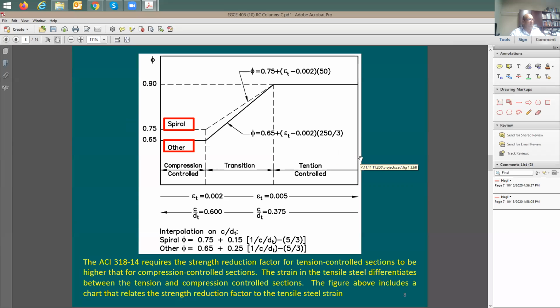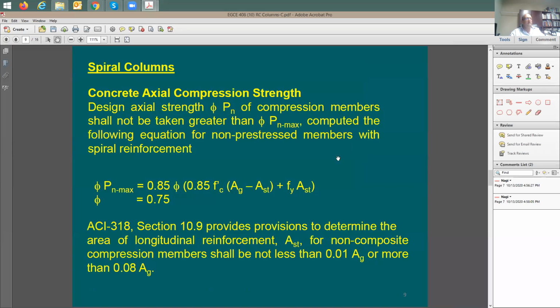Is this the only thing? I'm going to say no. Look at the equation. This is the equation for phi Pn for the spiral column. So the phi factor now becomes 0.75. But what else? The small eccentricity factor, how come? Now they changed that from 0.8 to 0.85, right?